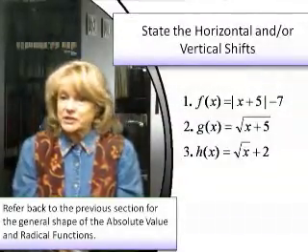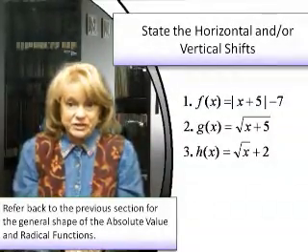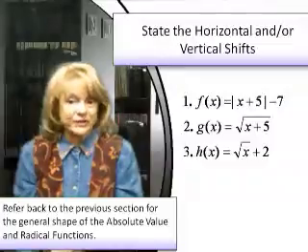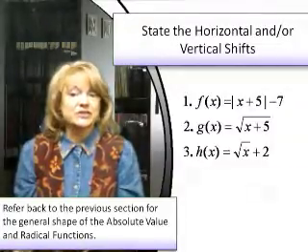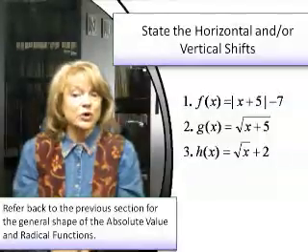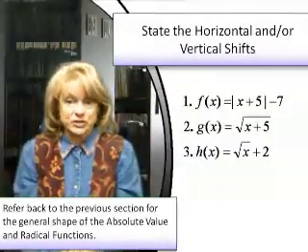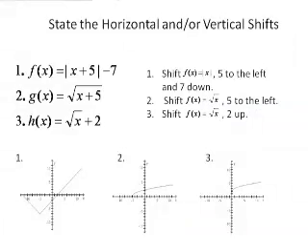The second and third functions are radical or square root functions. Notice how the second function has the 5 under the radical with x, and the third function has the 2 outside the radical. The second function has a horizontal shift off the origin, while the third has a vertical shift. Here are the graphs of the functions that show the shifts.